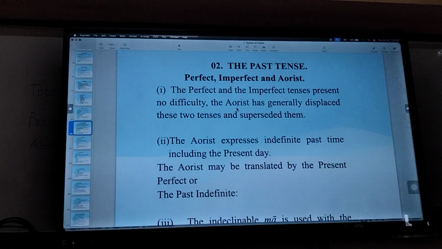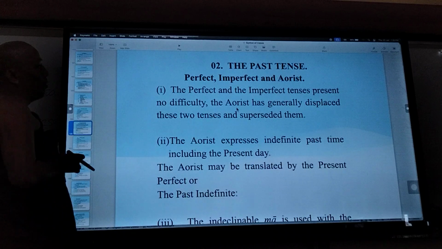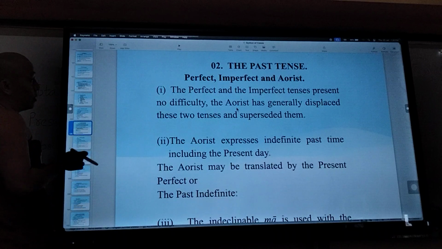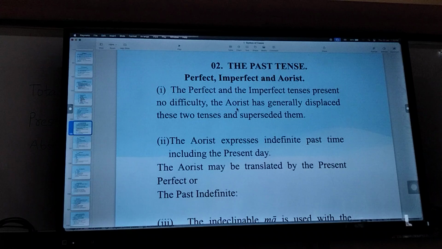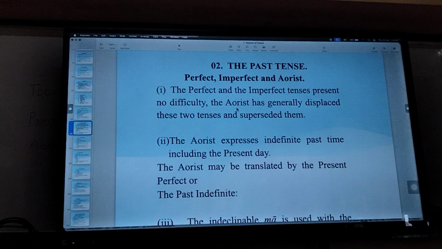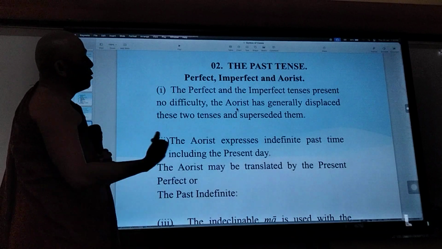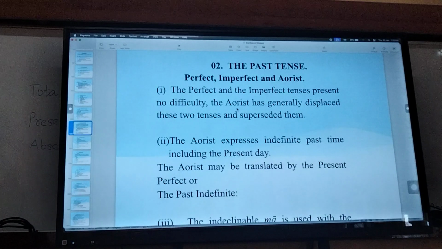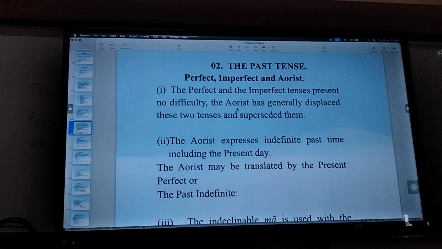So though we can find the aorist form, the perfect form, or the imperfect form in the Pali Canon when we read, the function is exactly the same as the past tense, just past tense meaning, not perfect sense, not imperfect sense. That is why the aorist generally displaces or supersedes these two tenses. Even though they are formed, the meaning is exactly the same as the aorist.